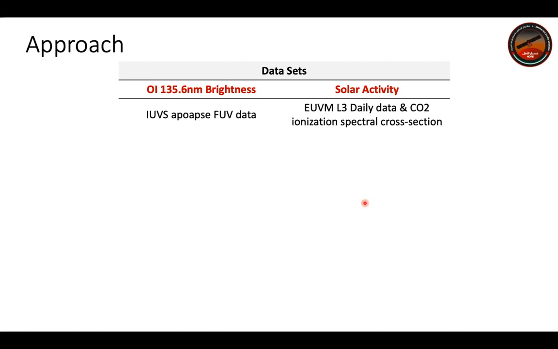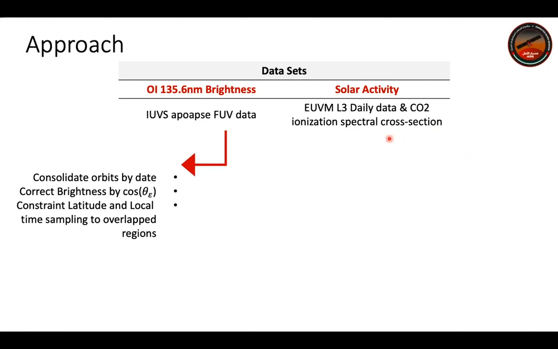So I've done data treatment for each set of data. Starting with the oxygen, I had to do several things. One, I had to consolidate orbits by date. So I was looking into consolidating a lot of orbits and representing them only by days, so we can have fewer data points to correlate with the solar activities.